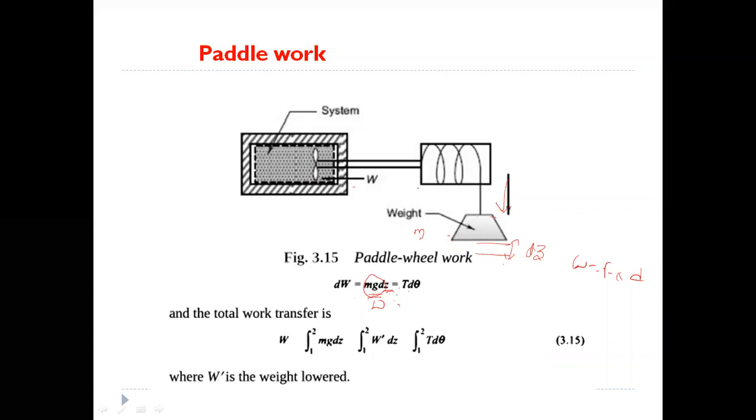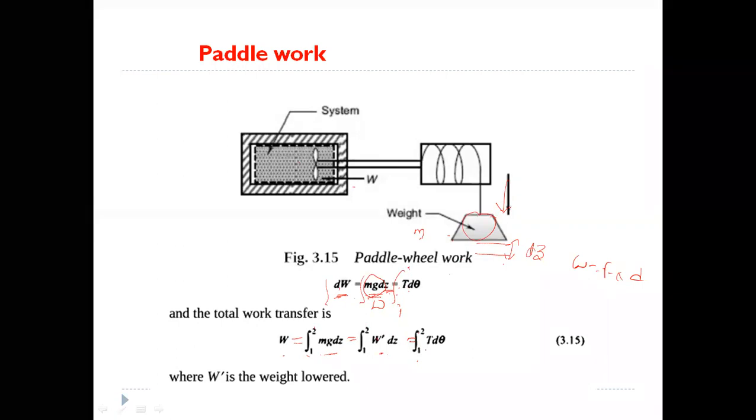This is for a small element, the elemental work done. In order to get the total work done, we have to integrate on both sides. So the integral of dW is W, which is equal to the integration between the limits 1 to 2 of mg dz, which can be written as W dash, the weight. If you integrate this also, we get the integral between the limits 1 to 2 of T d theta. Here W dash represents mg, which is the weight that is lowered, that means reduced.